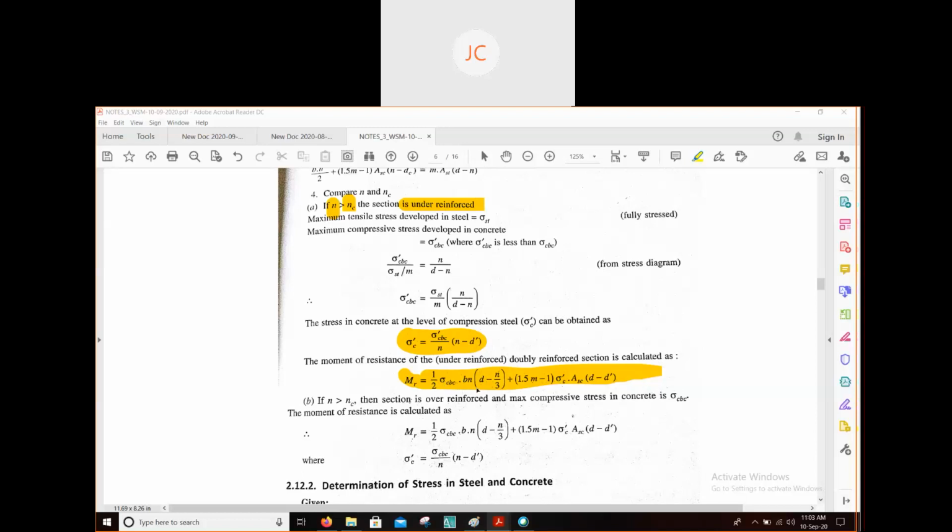Sigma cbc is 8.5, b is 300, n is 138, this small d is 500, m is 11, sigma c dash is 5.66, Asc is 942.48 or 47, d is 500, d dash is 40. So if you put all the values, I expect all of you can find out the answer.